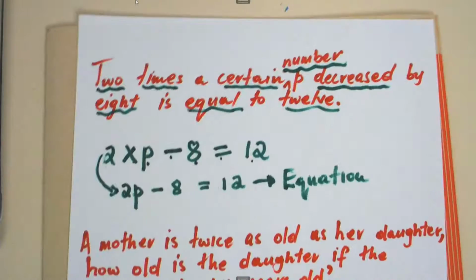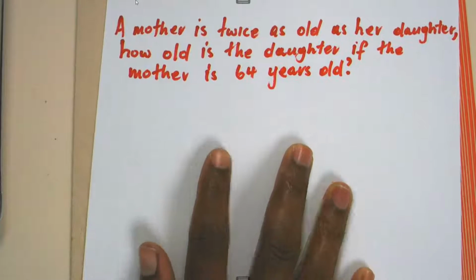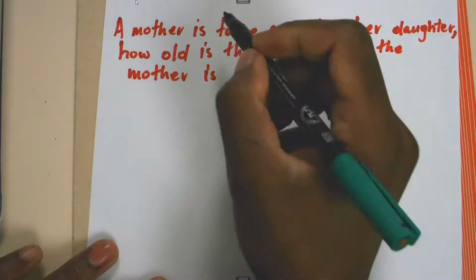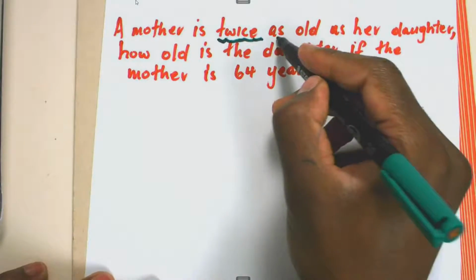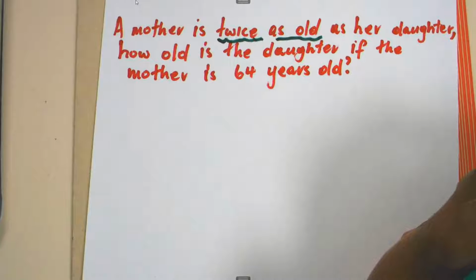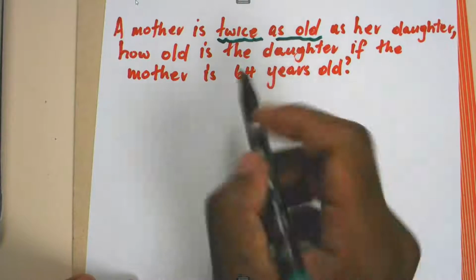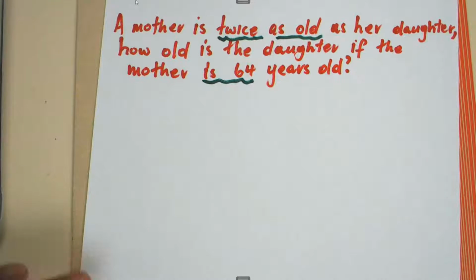Now let us take a look at this one. A mother is twice as old as her daughter. The word twice there is going to help me, so I'm underlining. As old, I don't know. It's an unknown. Now the question is, how old is the daughter if the mother is 64? So in this case, the mother is equals to what? 64 years. I'm told that the mother is 64.